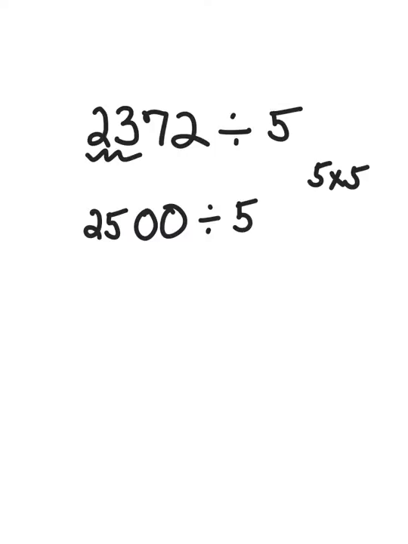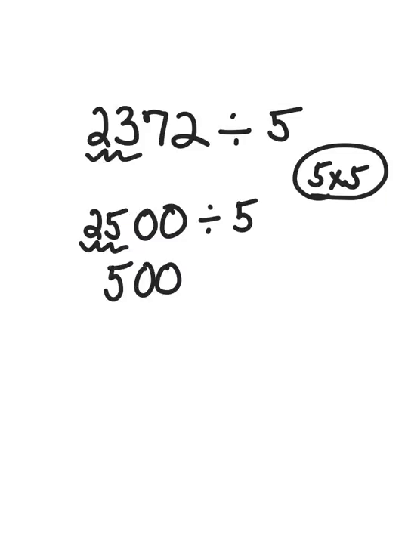So we got to be careful of this because these are not going to be exact answers. If you wanted an exact answer, we would have to actually do long division. But because we want an estimate, we can use compatible numbers. So we say 5 times what gives us 25, and we have this fact over here, so it's 5, and we add on our 2 zeros. So our estimated answer is 500. So 2,372 divided by 5, the estimated answer is 500.